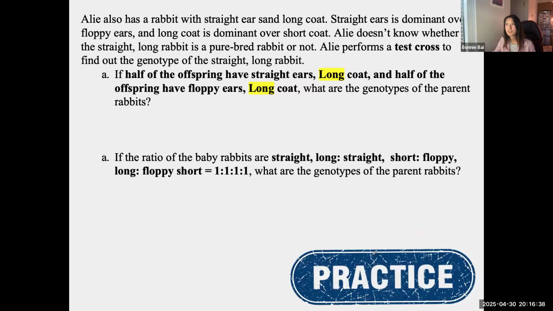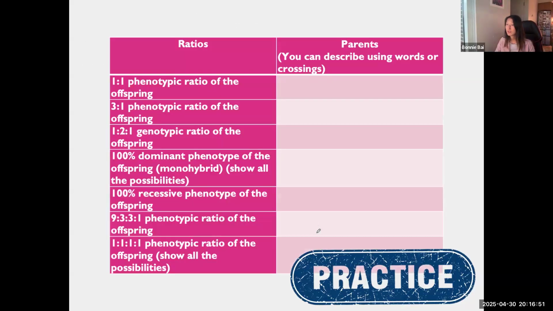We did this question during class. Do we feel good about it? Do we need to do this again? Let me know if you need to do it again. I'm gonna scroll through it. Unless you need me to go back, just let me know.